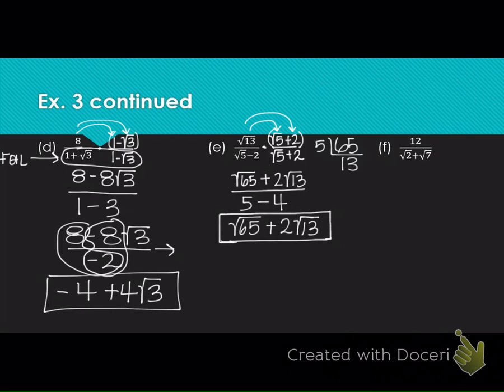Now, let's look at letter F. All right. Will anything simplify before we start rationalizing this denominator? Yes or no? Why are we hesitant? Can we simplify the square root of 2? No. Can we simplify the square root of 7? No. So does anything simplify before we start rationalizing? No. No. So work with your partner and rationalize letter F.